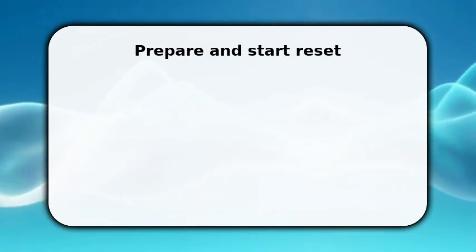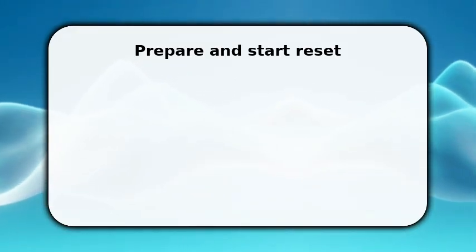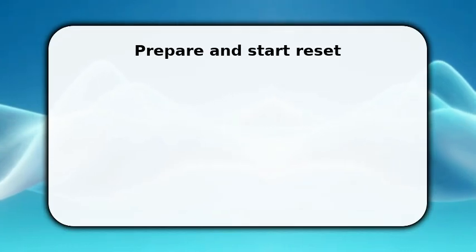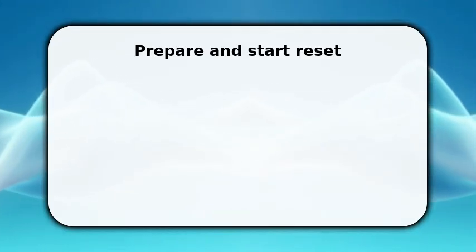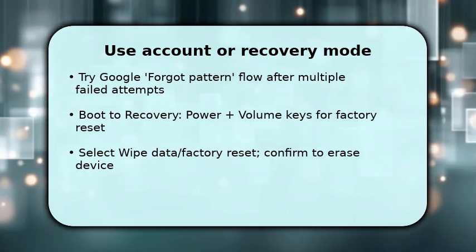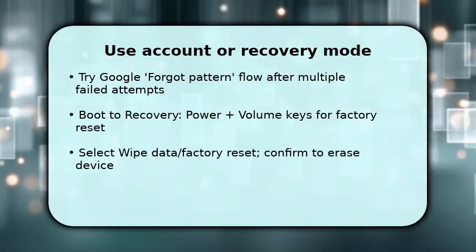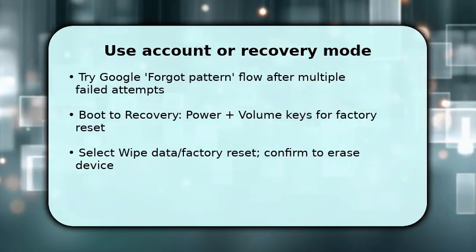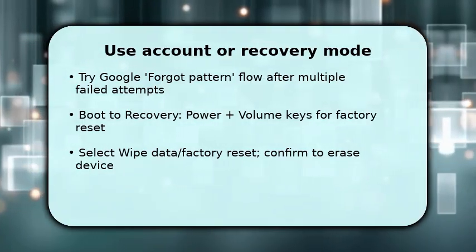Start with the simplest route first. Try your usual pattern 3 to 5 times to trigger the account or backup recovery prompts. If the lock persists, use the Google account recovery flow. Enter your account and password because Android links the lock to your profile. This restores access without erasing data.